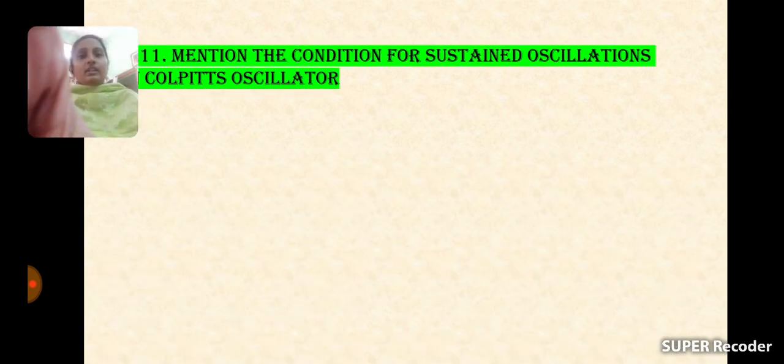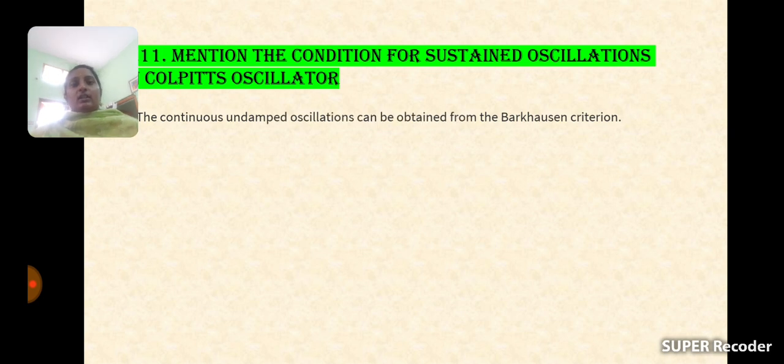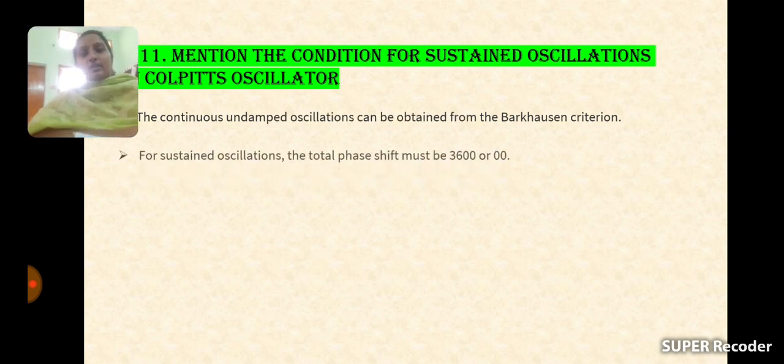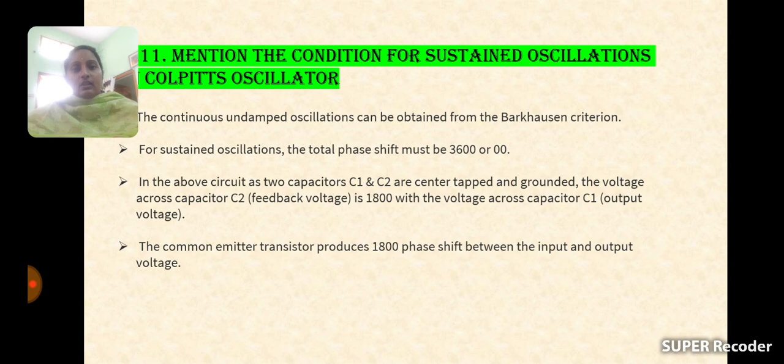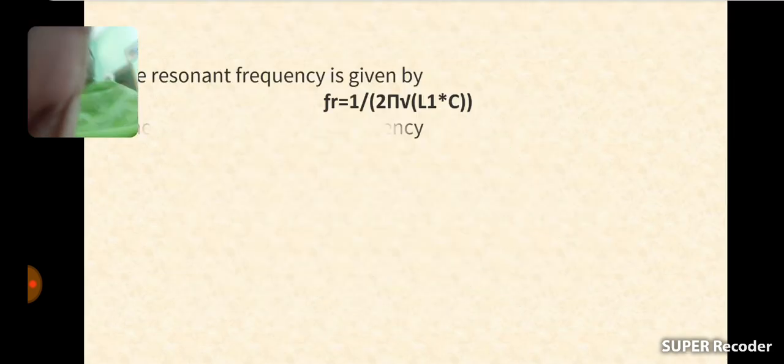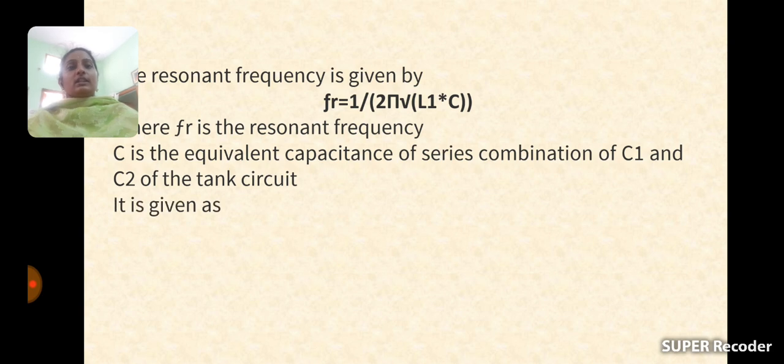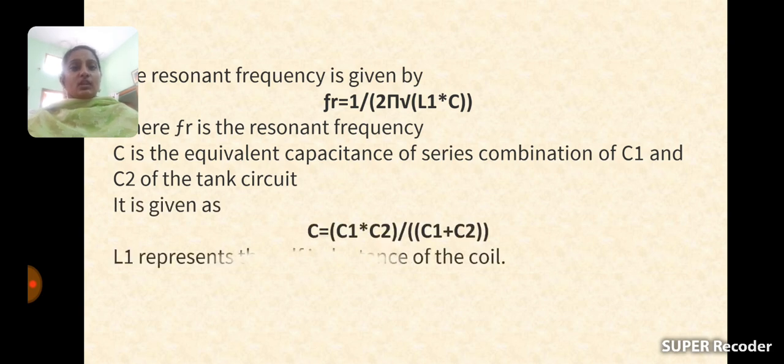Once you check the slides, see here, these are the conditions for sustained oscillations of the Colpitts oscillator. So what are the conditions? The total phase shift must be 360 degrees or 0, and the two capacitors are center tapped and grounded. The voltage across capacitor C2 is 180 degrees out of phase with the voltage across capacitor C1. Okay, so these are the different conditions, and the frequency is given by 1/2π√LC.